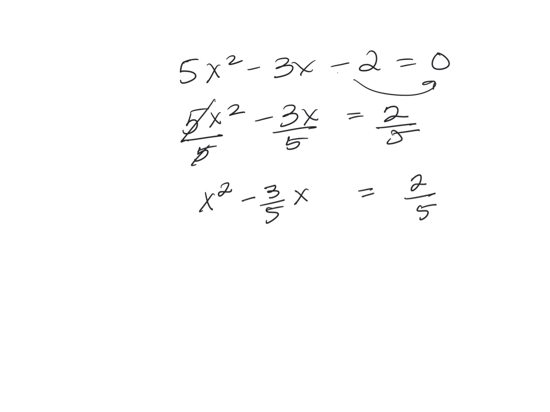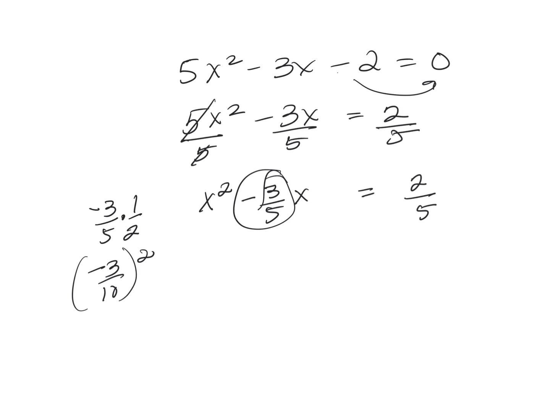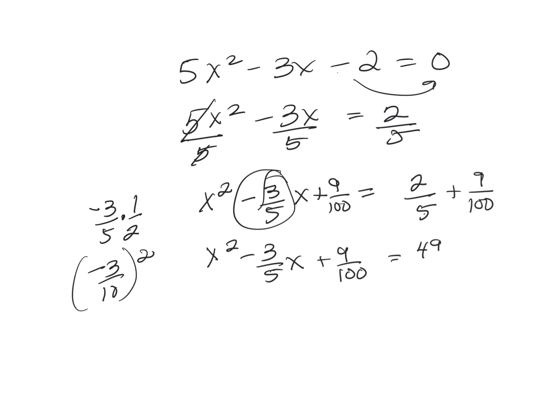Now I'm going to take half of this middle term and square it. So half of this is negative 3/10. And I'm going to square it, and I'm going to add that to both sides. So 9/100. So this is going to give me on this side, and on this side 20 times 5 is 100, 20 times 2 is 40, so 49/100.